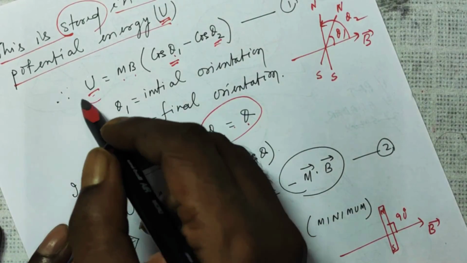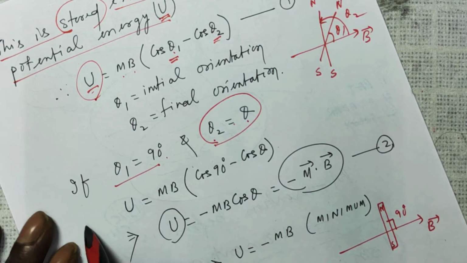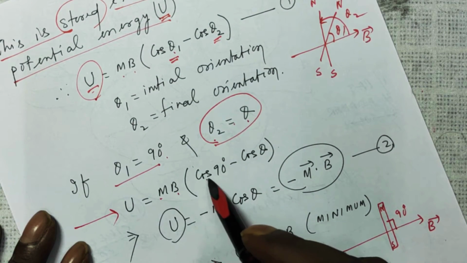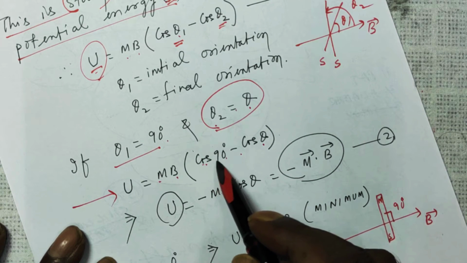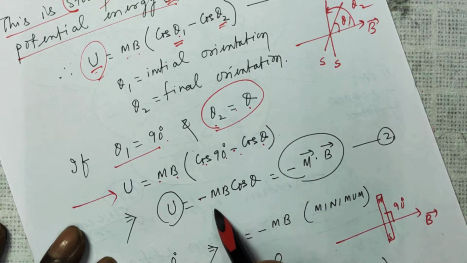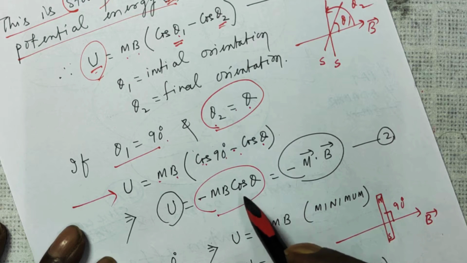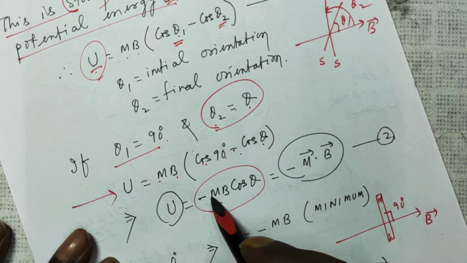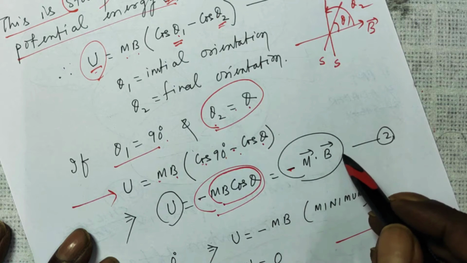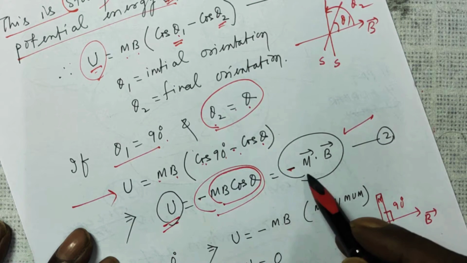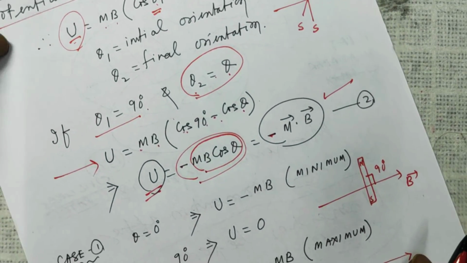So this energy expression U now becomes MB (cos 90 minus cos theta). Now cos 90 is 0. So the minus comes here, minus MB cos theta. Now this can be written as the dot product of two vectors, so minus M dot B. So the potential energy is equal to minus M dot B.